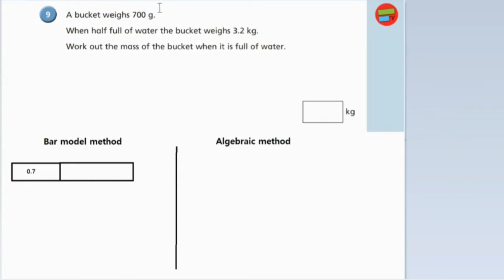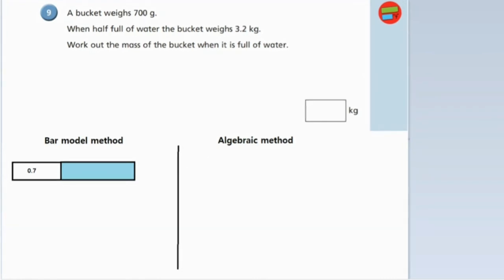I'm going for working in kilograms, but if you worked in grams, that's also no problem. And the weight of the water I don't yet know. Okay, so this is my unknown. I'll colour it in blue. That's what I'm trying to find out to help me solve that problem.